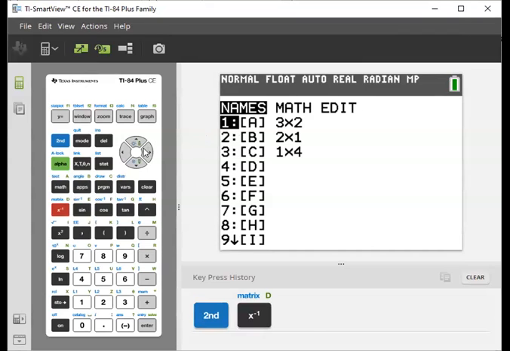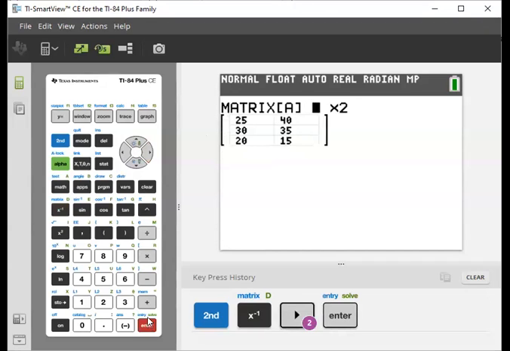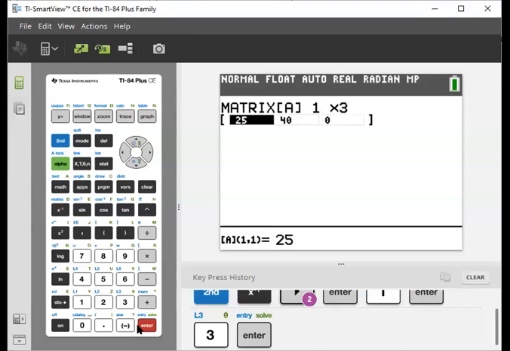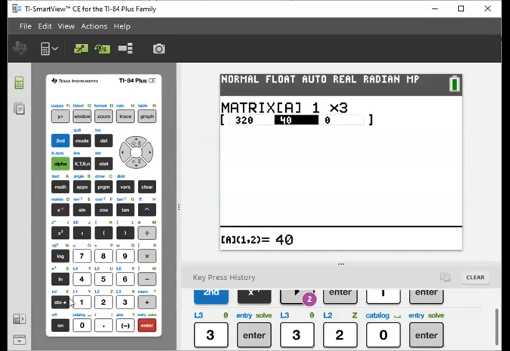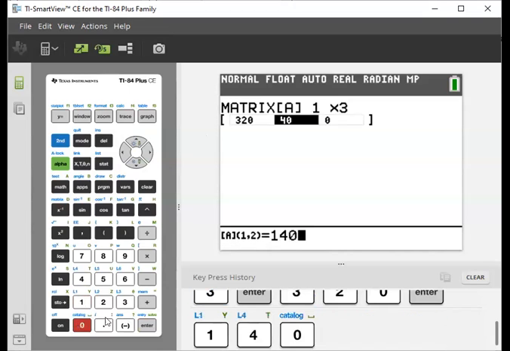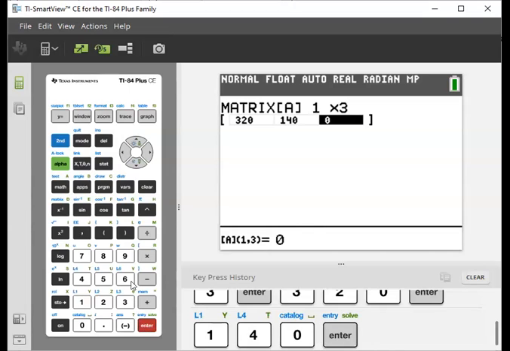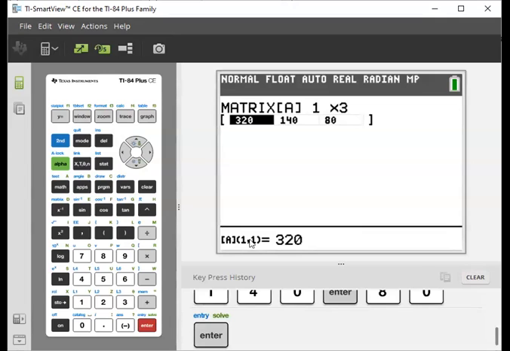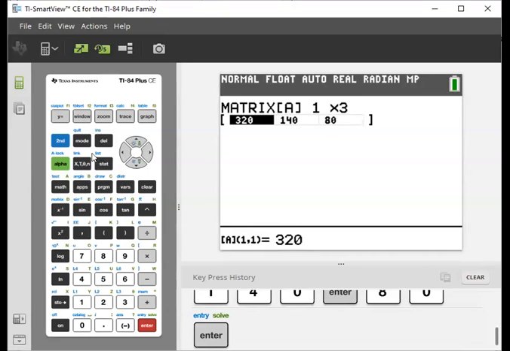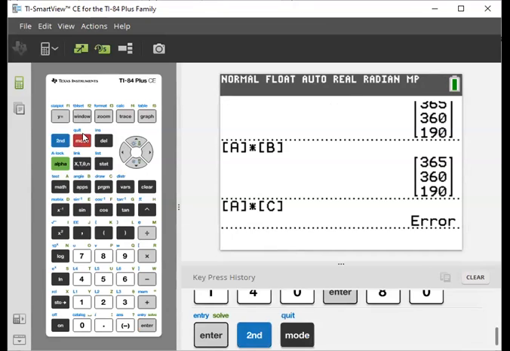So I'm going to arrow over to edit, and then I'm going to hit enter. And this matrix is a 1 by 3, and I'm just typing in 320. This is what we were calling matrix B, her June budget, 140 and 80. Then I'm going to get out of that. So I did second matrix, and I went over to edit, typed all this in. I'm going to get out of that by doing second quit.